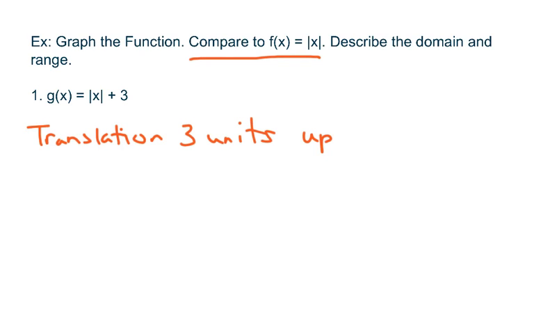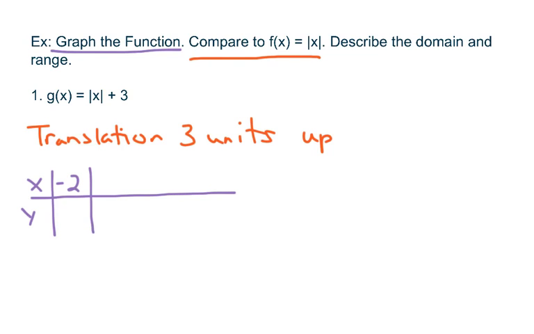So graph the function. We'll do that in purple here. What I'm going to do, if I think about my parent function, my x values are -2, -1, 0, 1, and 2.